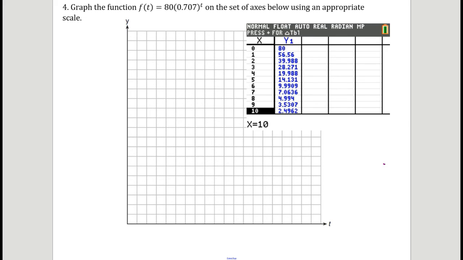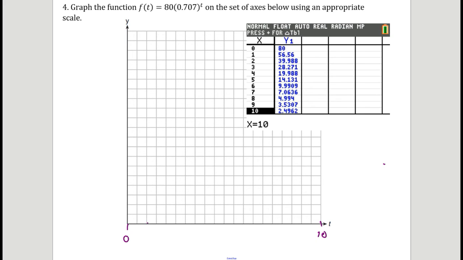On our t-axis, 1, 2, 3, 4, 5, 6, 7, 8, 9, 10, 11, 12, 13, 14, 15, 16, 17, 18, 19. There's 20. So all the way over here is 20. And I think going to 10 would be appropriate. Getting out to 10 would give us the basic shape. So maybe I actually make that 10. Instead of making that 20, I'm going to go by 2's.